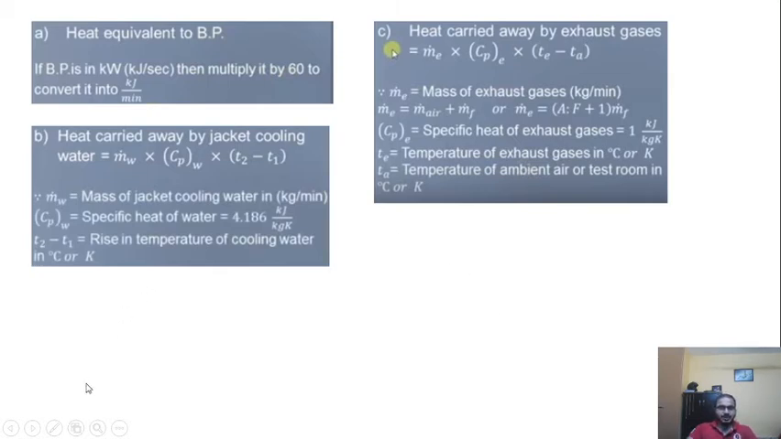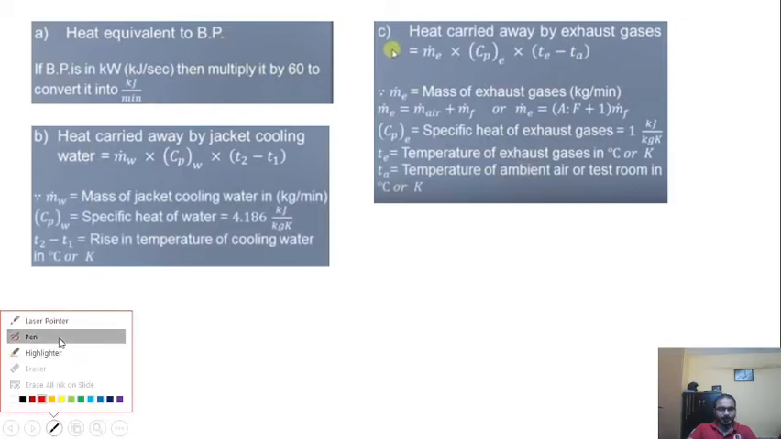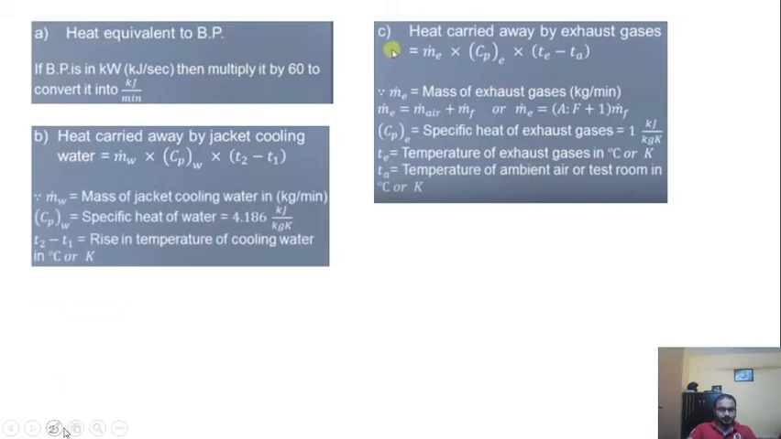Now let's go into detail of each component, sub component here. First was heat equivalent to break power. So if the break power is in kilowatt, that is kilojoule per second, then we need to multiply it by 60 to convert it into kilojoule per minute. Now why is it necessary here to convert it into kilojoule per minute?